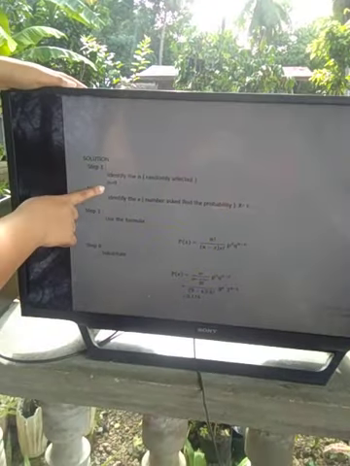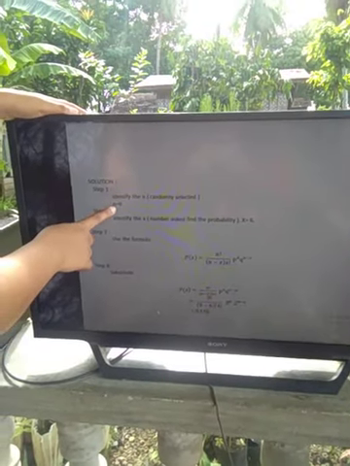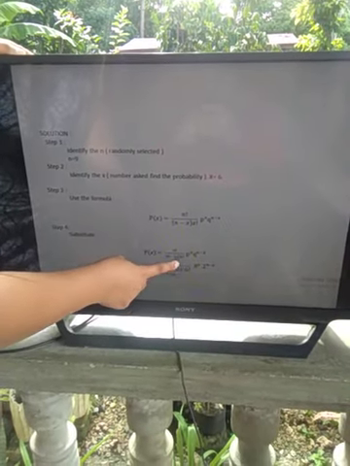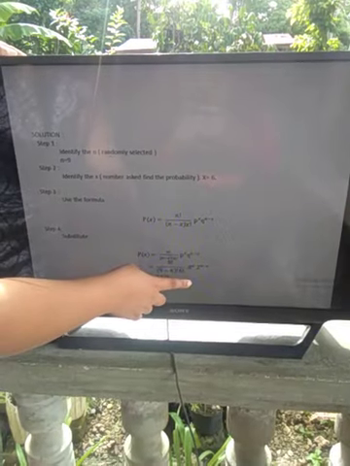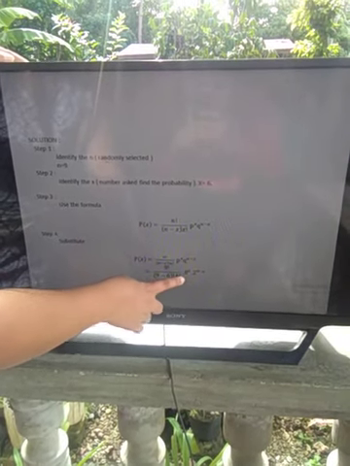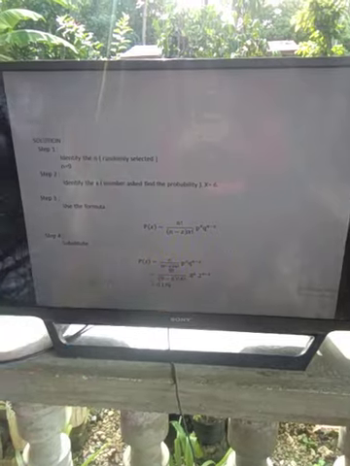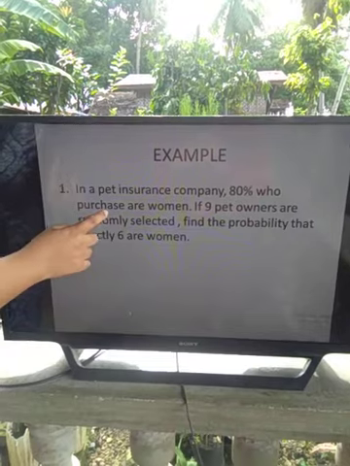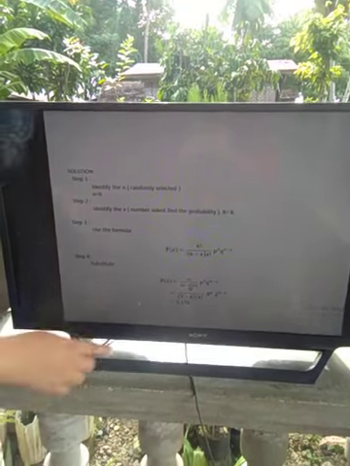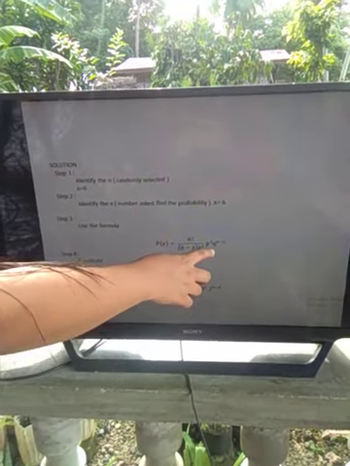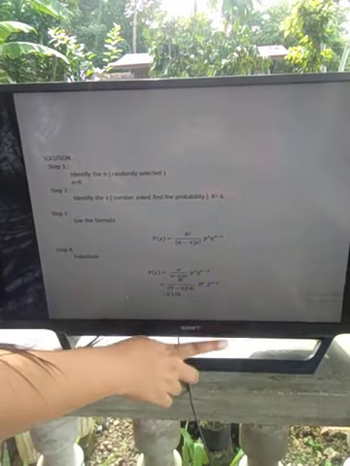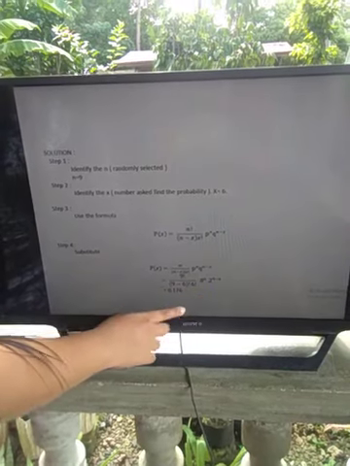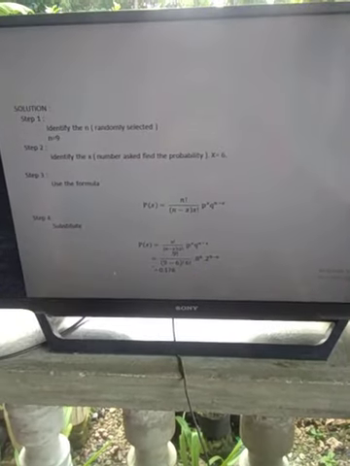We now get n, the number randomly selected, which is 9, and x, which is 6, so we substitute these here. As you notice, this 0.8 is the 80% who purchase that are women. And this 0.2 is q, the probability of failure, which is 1 minus p, which is 1 minus 0.80, which is 0.2. So, by calculating, the answer is 0.176.